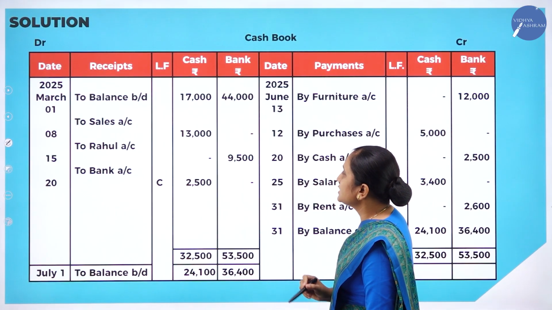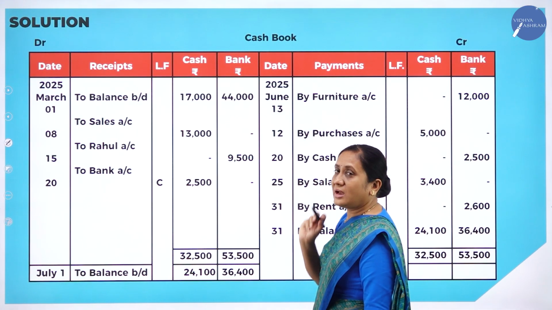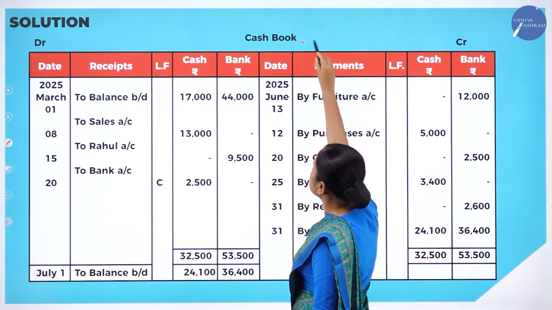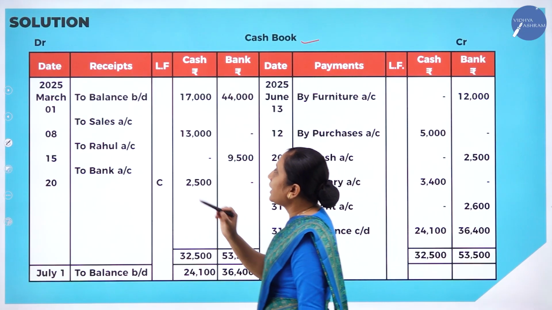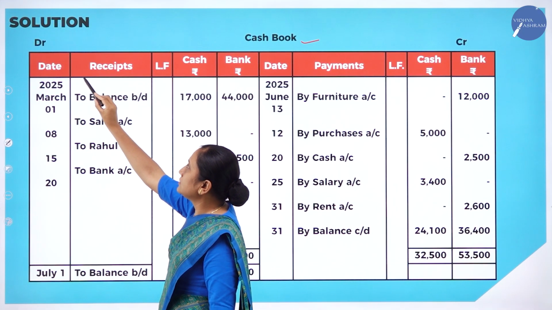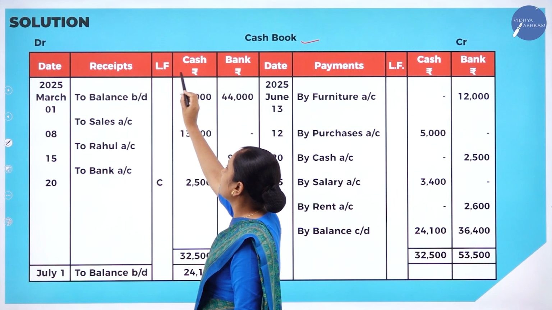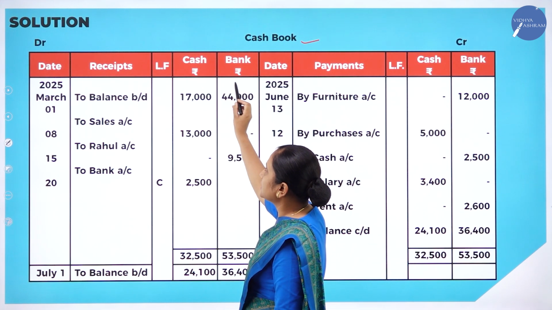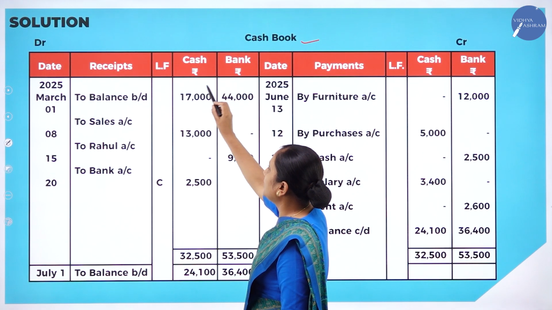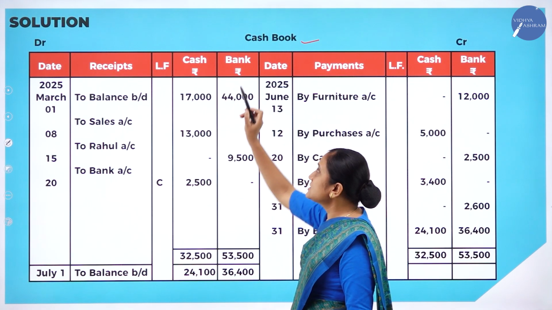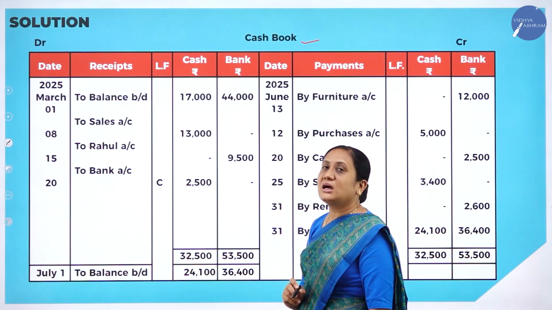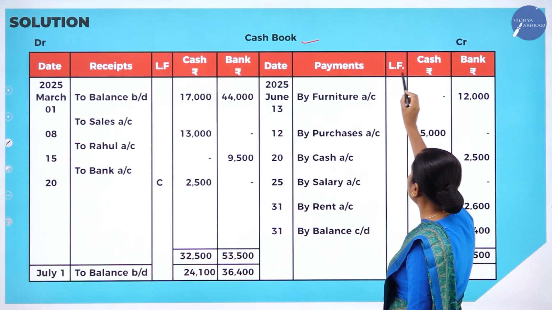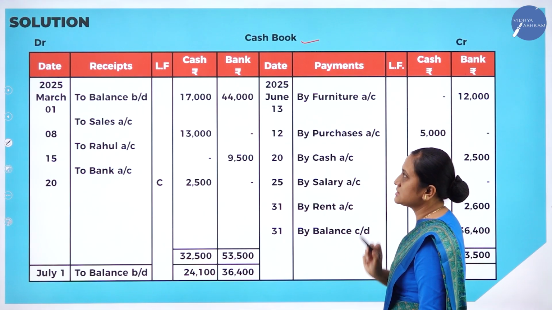Now see here, this is the solution part. So they have asked us to prepare double column cash book, right? So we will write the heading as cash book. This is the format: date, receipts, LF, cash rupees, bank rupees. There will be two columns, cash column and bank column. That is why this type of cash book is called double column cash book. Date, payments, LF, cash rupees, bank rupees.